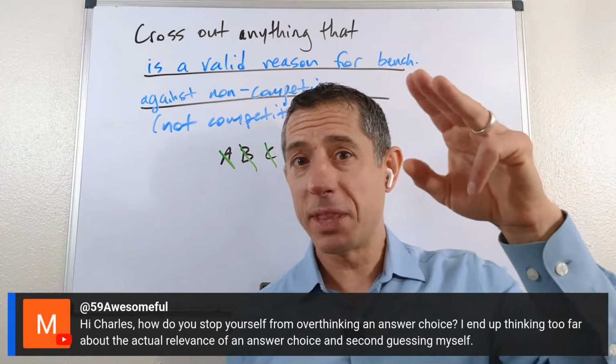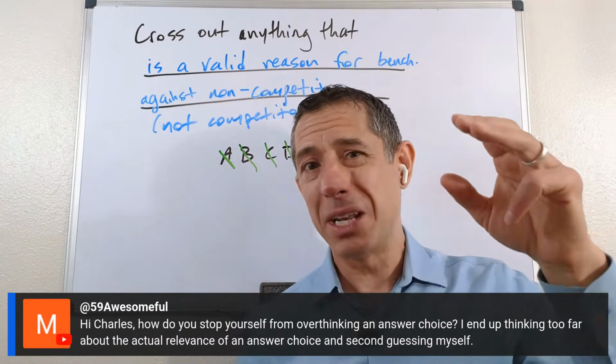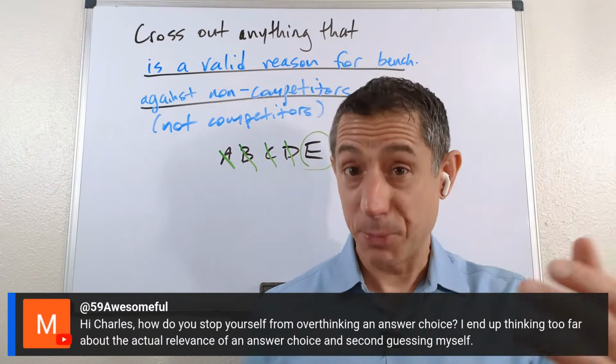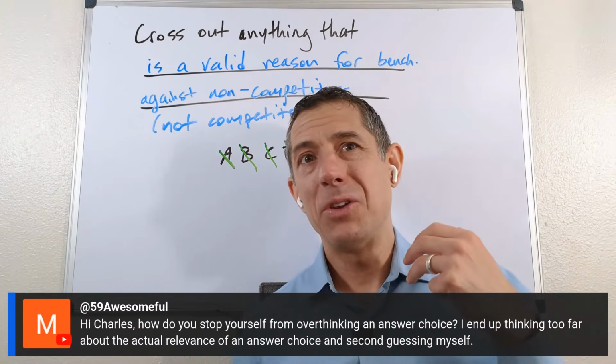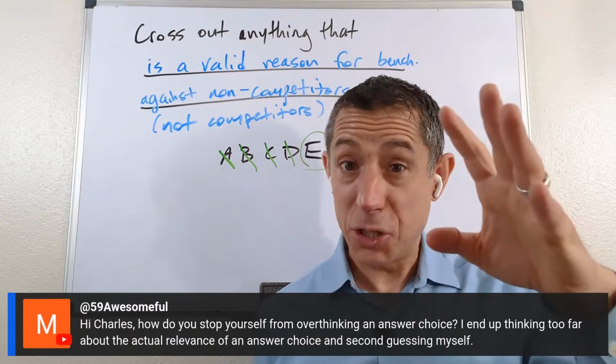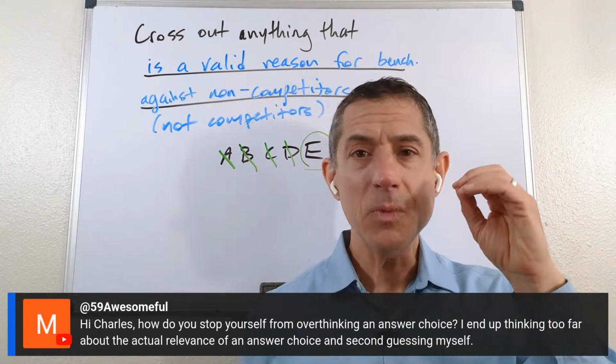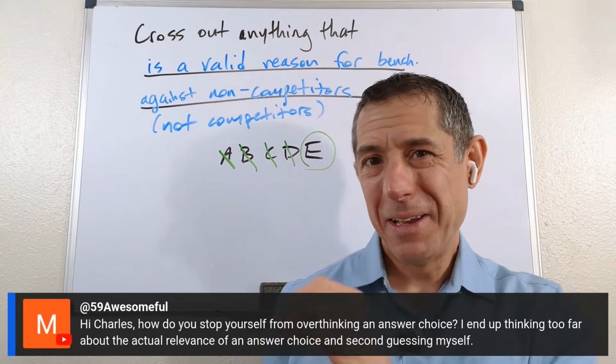Was it falling in love with an answer choice, and you fell in love with B and you didn't really read C, D, and E? Okay, that's you. That's a process thing. You flipped something on an except question. That's you. That's a process thing. Fixable. Overthinking is a little harder to see.